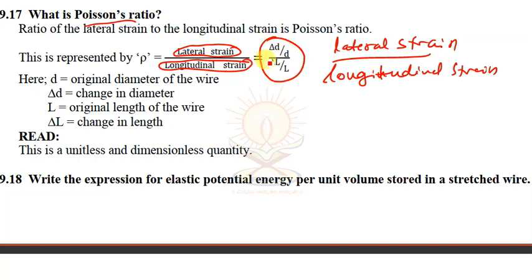So you can also express it in terms of diameter. So for a cylindrical wire, when you expand it or compress it, its diameter changes. Diameter is this one. So diameter may change when you expand or compress. As a consequence, there will be change in the length also. So lateral strain divided by longitudinal strain, that is the meaning of Poisson's ratio.